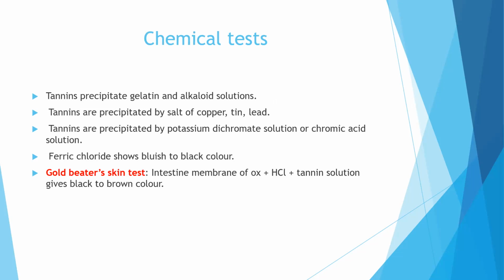Chemical tests for the tannins. Tannin precipitates gelatin and alkaloid solution. Tannins are precipitated by salts of copper, tin, lead. Tannins are precipitated by potassium dichromate solution or chromic acid solution. Ferric chloride solution gives a bluish to black color.